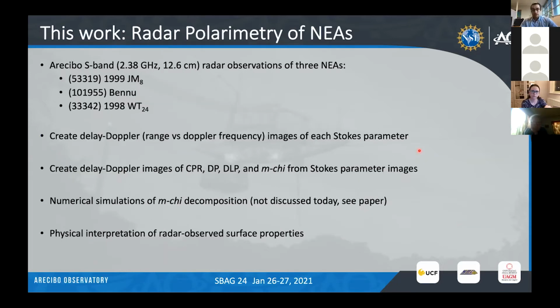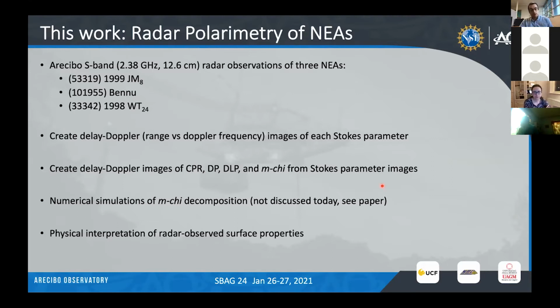So for the work I'm discussing today, we looked at archival radar observations of 3 near-Earth asteroids, 1999 JM8, Bennu and 1998 WT24. We first created delayed Doppler images of each Stokes parameter, following the method I described in the previous slide, and then used those images of Stokes parameters to create delayed Doppler images of the various polarimetric parameters. We also carried out numerical simulations of the M-chi decomposition for irregular particles to provide context for these images and observations of asteroids.